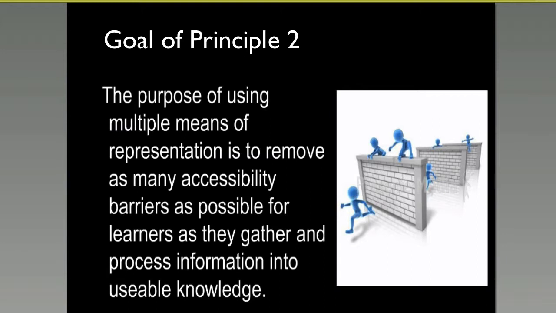In summary then, the goal of this principle is to provide multiple representations of the content and remove as many accessibility barriers as possible for the learners as they process information and gather it into usable knowledge. Those barriers can be as simple as things like not having written instructions for an activity, or as complicated as trying to sort and categorize information from a large data set.